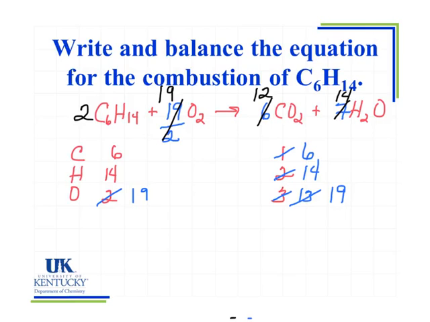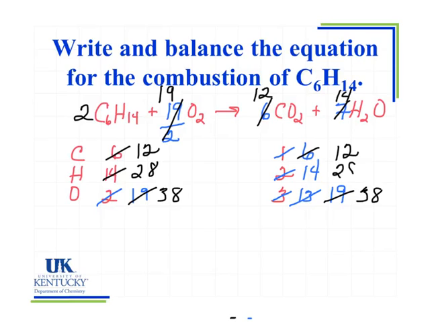Now I can go back and check my count. I see that I have 12 carbons on the left, I have 28 hydrogens, and I have 38 oxygens. On the right side of my equation, I have 12 carbons, I have 24 oxygens in the CO2 plus an additional 14 oxygens in the water for a total of 38 oxygens, and I have 28 hydrogens.